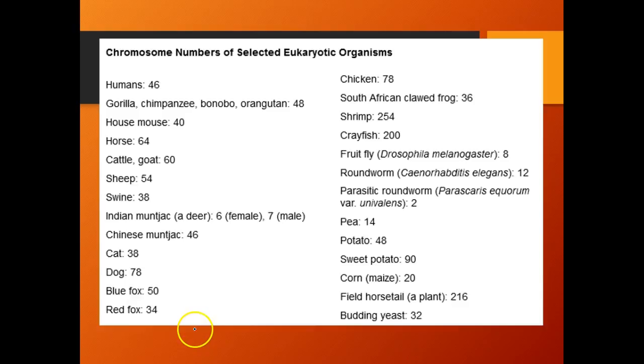One important note is that just because an organism has more chromosomes, that doesn't necessarily mean it is more complex. Obviously, humans are the most complex organisms, and yet we only have 46 compared to maybe 200 in crayfish, 254 in shrimp. So that's really important for you to know. Number of chromosomes does not indicate complexity.